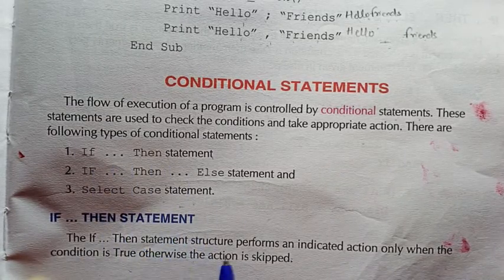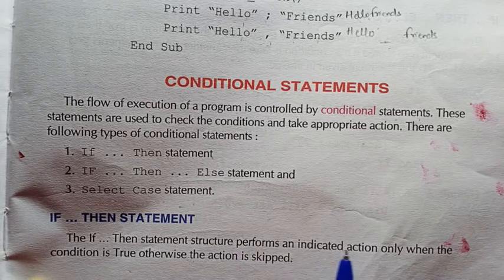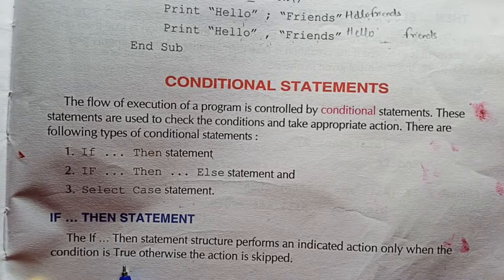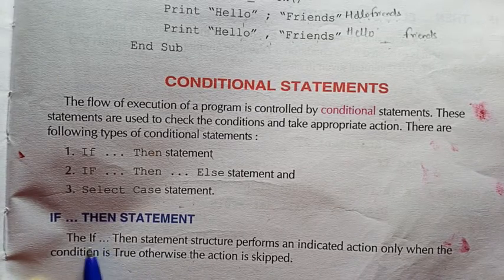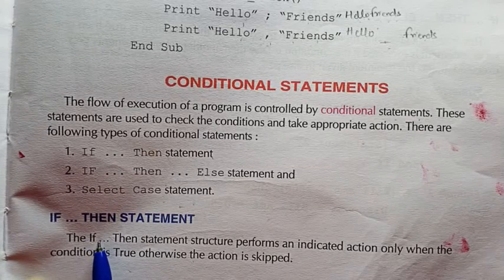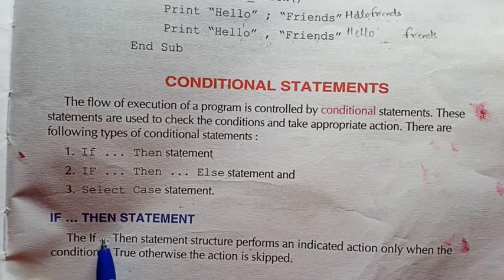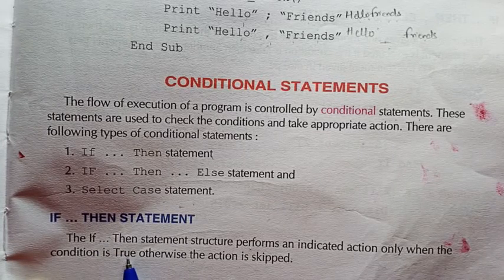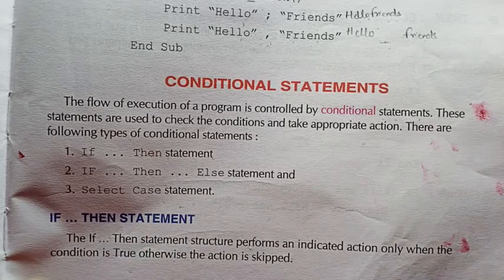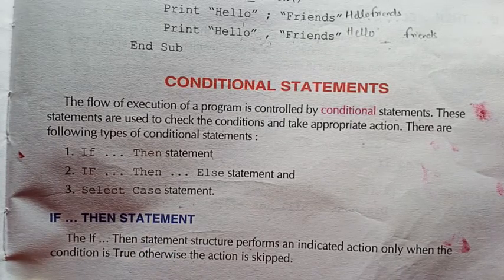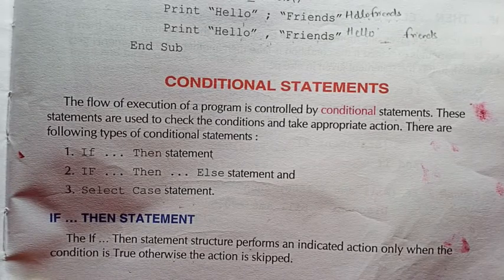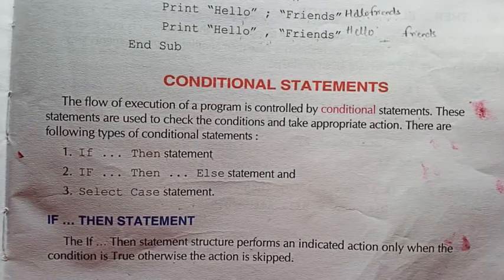If then statement is a structure that performs the indicated action only when the condition is true. That means whatever you have given with the if statement will be executed in the program only as long as the given condition with the if is true. As soon as the condition becomes false, this statement will get terminated. That means when the condition becomes false, further this statement will not work.